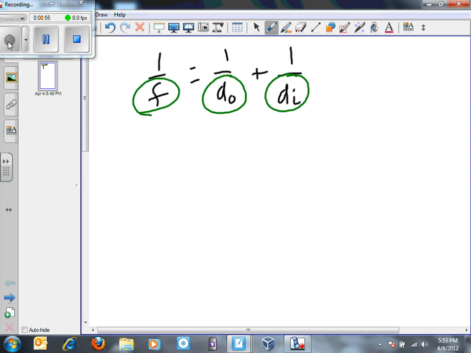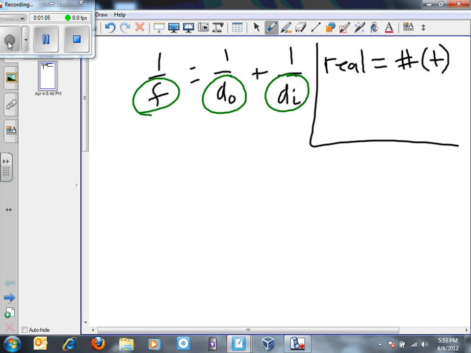I came up with this little thing to help remember that if we have something that's real, the number will always be a positive number. And if it's fake, the number will always be a negative number.